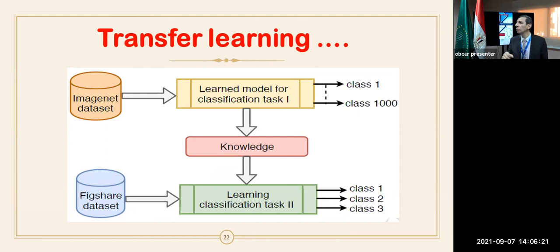Here we use this model and transfer this knowledge, which includes parameters and weights, to our new approach, which is applied on the Figshare data set. That is a standard data set, but it has only 3 different classes.